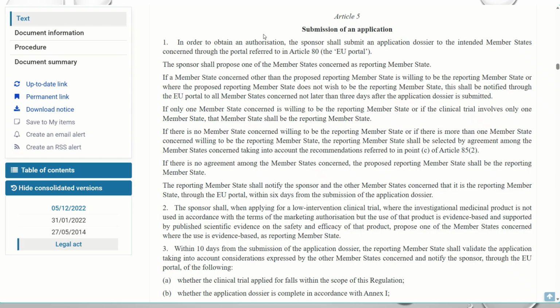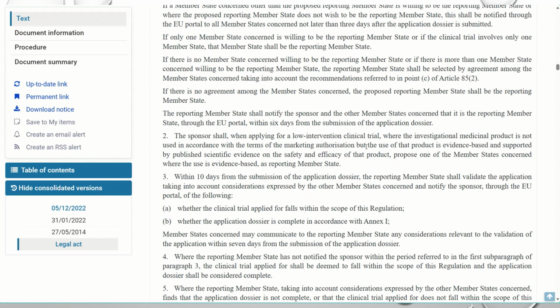So, Article 5 is really about the submission process and the validation process, in my opinion, from what I've been able to see. So basically, you have to submit it via the EU portal, using the clinical trial information system as a means of making your submission. When applying for low intervention clinical trials, where the investigational medicinal product is not used in accordance with the marketing authorization, but is evidence based and supported by published scientific evidence, you need to state that, and propose one member state when you're doing your submission.